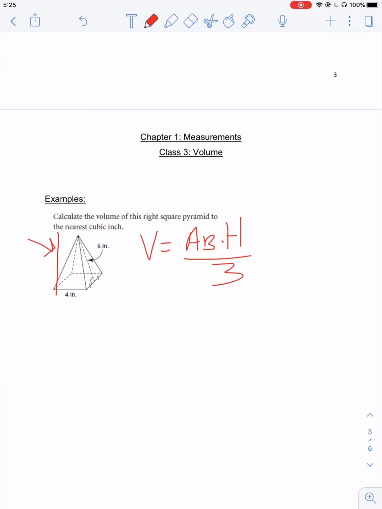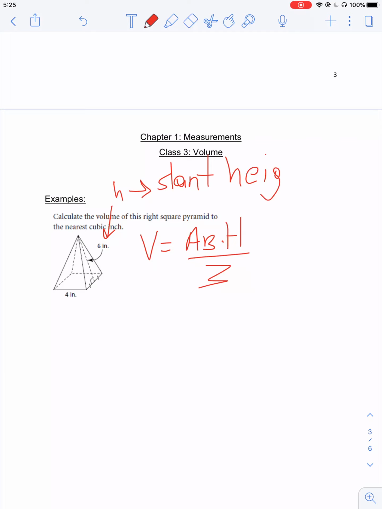Now, the problem is I don't have capital H, right? I don't have capital H. What I have is this, which is small h, which is my slant height, okay? So how can I find the height of my pyramid? Well, just like yesterday's class, I'm actually going to use the Pythagorean theorem, right?